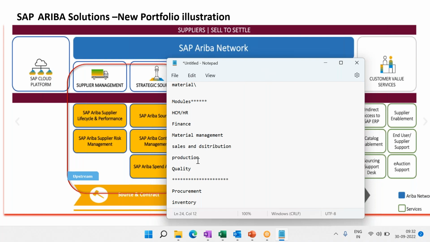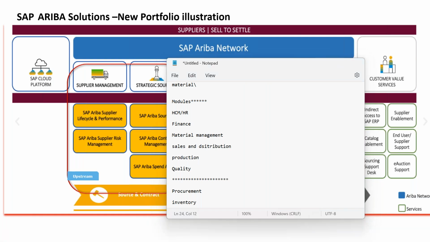In procurement we call it two different streams, upstream and downstream. In Ariba we have modules, and we differentiate the modules in these two ways: upstream modules and downstream modules. Ariba is a cloud product.